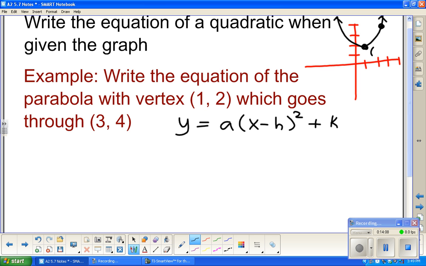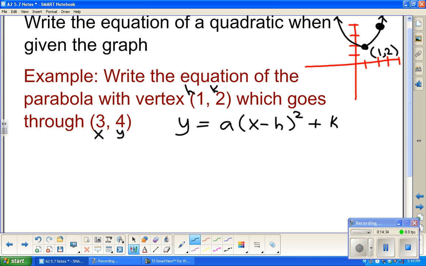Okay, and what we want to do is just start plugging everything in. Okay, the vertex up here was at the point (1, 2). That's your h and your k. It's like a special point. It's not just an x and a y, it's a special h and k. The other point, this guy up here, that's the x and the y. So the vertex is like a special point, (h, k), and any other random point is (x, y). So let's plug in everything we know.